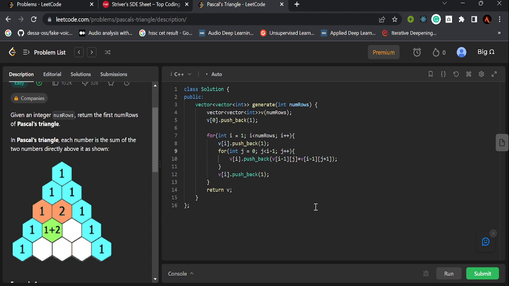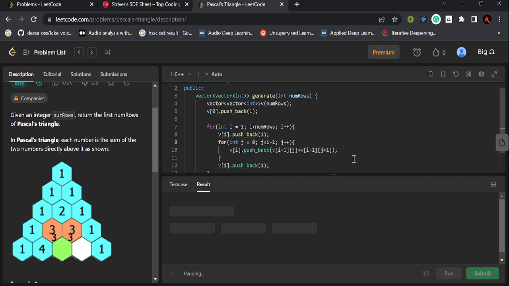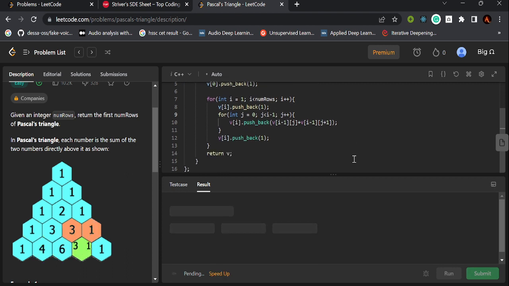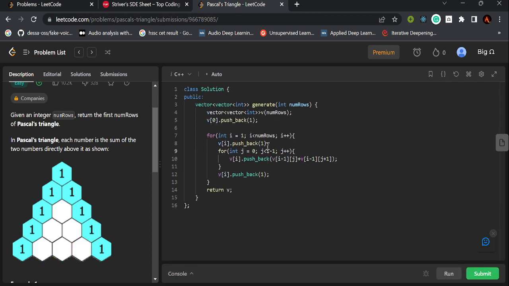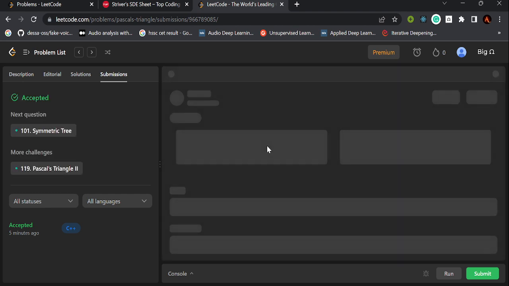In this way, at last we will return the vector, and on submitting this code, we will have the correct answer. The space complexity of this will be n square.